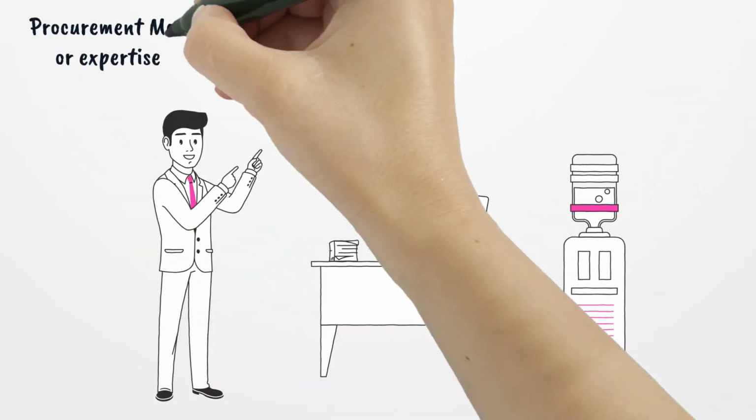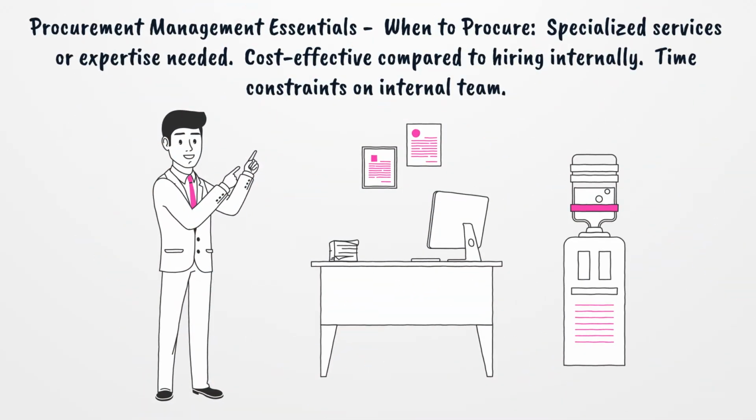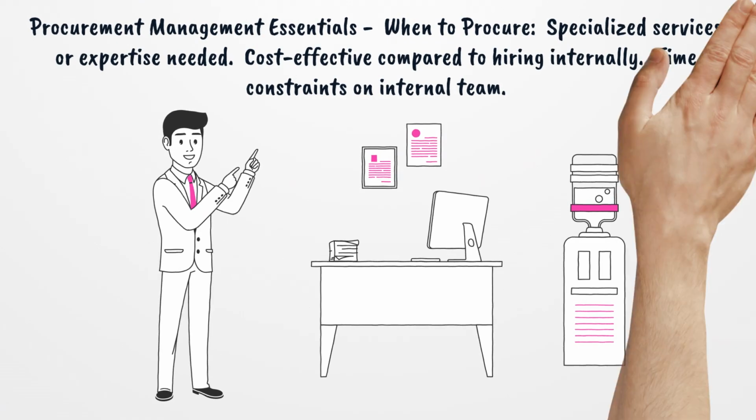Procurement management essentials. 1. When to procure. Specialized services or expertise needed. Cost-effective compared to hiring internally. Time constraints on internal team.